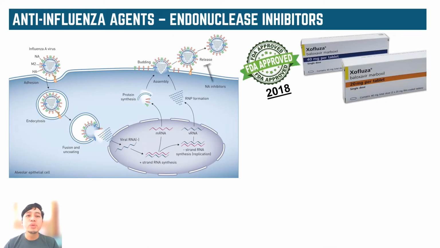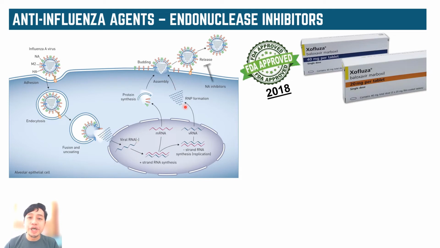Now, moving to the next class, which represents a new class of anti-influenza agents called endonuclease inhibitors. It works in the nucleus of host cells. Let's recap. Once the viral envelope is acidified and breaks down the core of the virus, it causes the release of viral RNA as well as the proteins, which are then transported into the cell nucleus where viral RNA replication can occur.